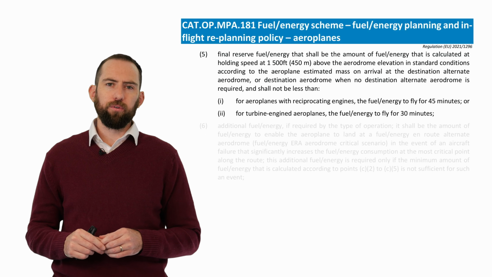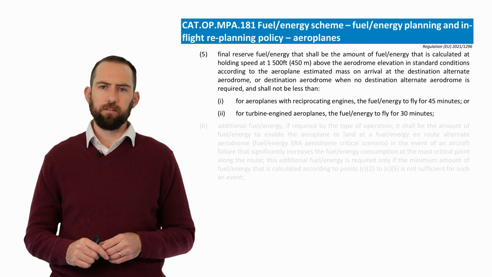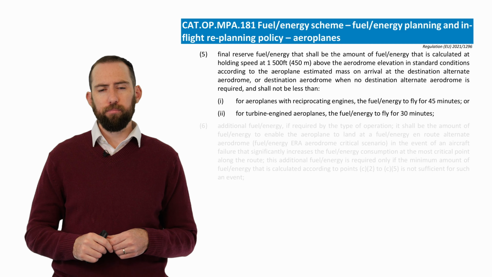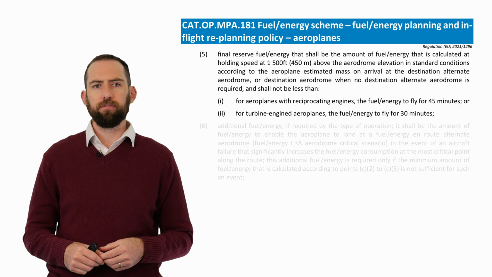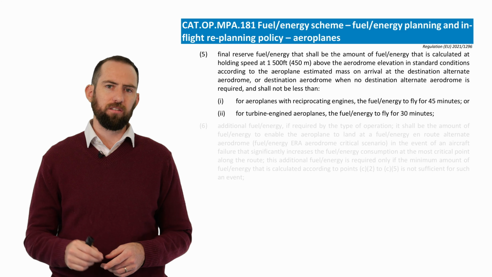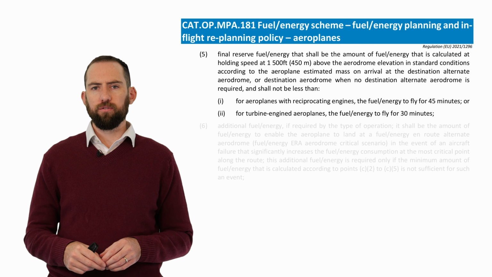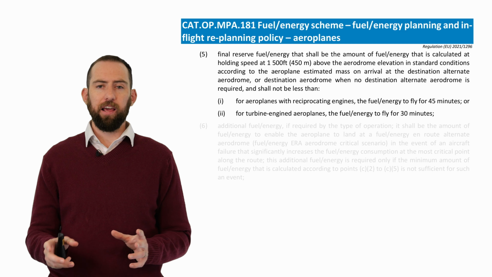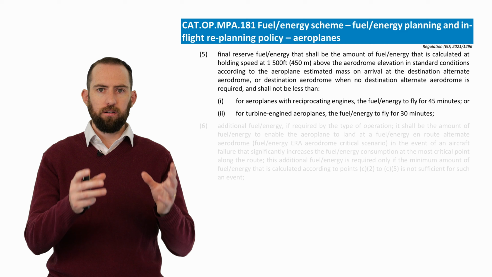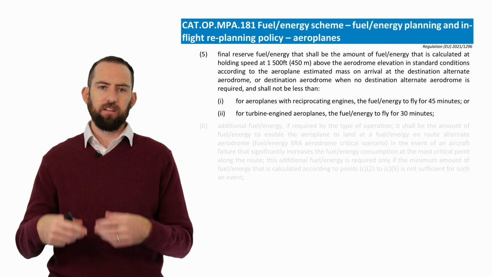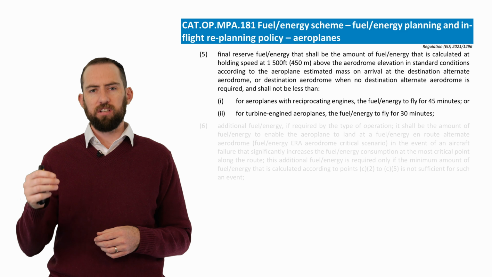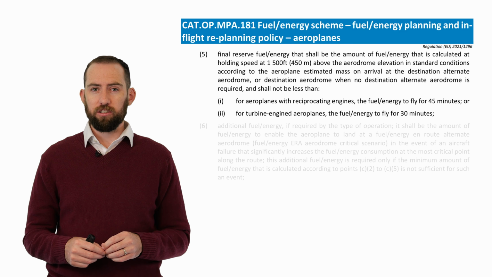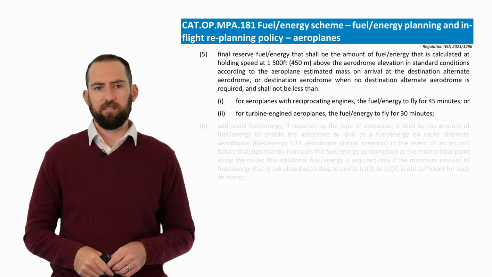The quantity of final reserve fuel depends on the aircraft's power plant. Regardless of the type, final reserve is based on a flight profile holding at 1,500 feet above aerodrome elevation in standard conditions. The criteria used for this is always the alternate, unless there isn't one. So we base the calculation on holding at our destination alternate elevation and using the estimated landing mass at our destination alternate. For aircraft with reciprocating or piston engines, this is fuel to fly for 45 minutes.